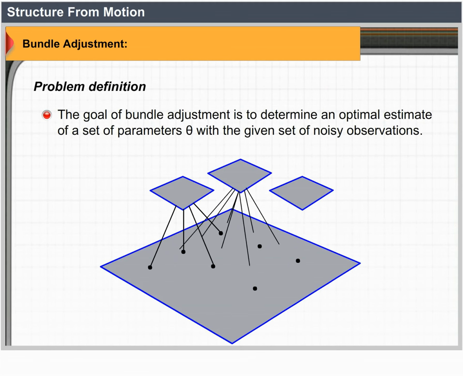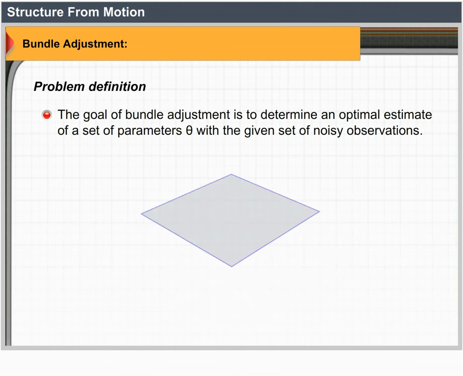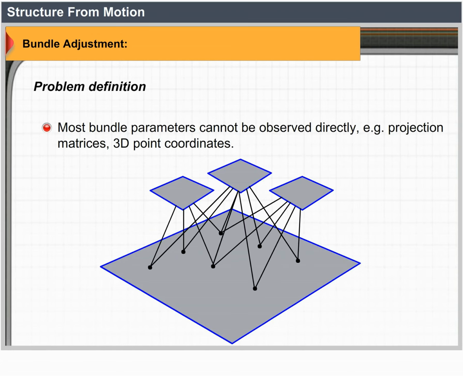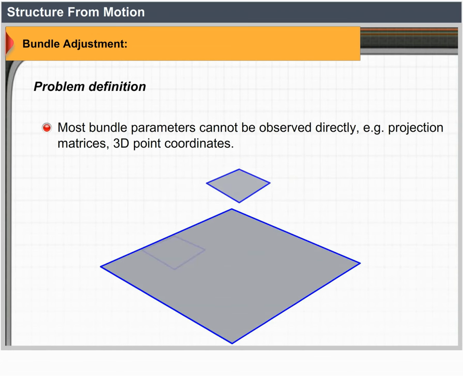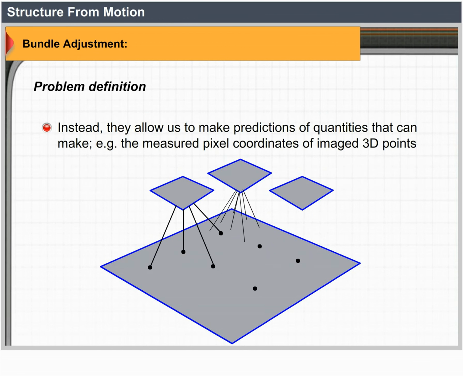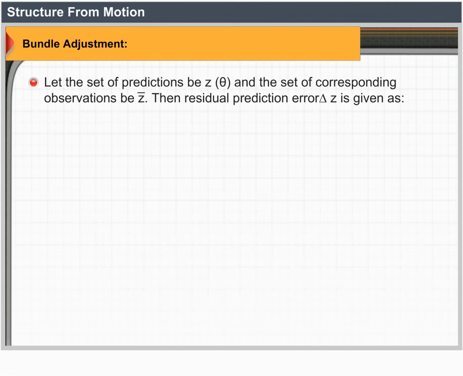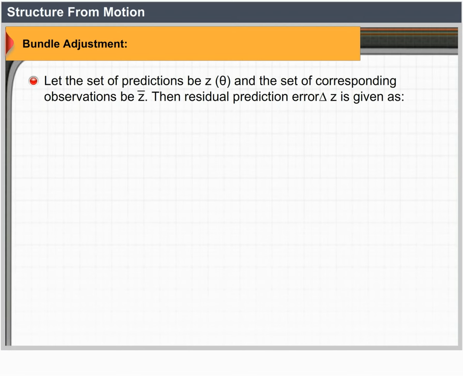Most bundle parameters cannot be observed directly, for example, projection matrices and 3D point coordinates. Instead, they allow us to make predictions of quantities that can be observed directly, such as the measured pixel coordinates of imaged 3D points. Let the set of predictions be z theta and the set of corresponding observations be z dash. Then the residual prediction error delta z is given by delta z equals z minus z theta.